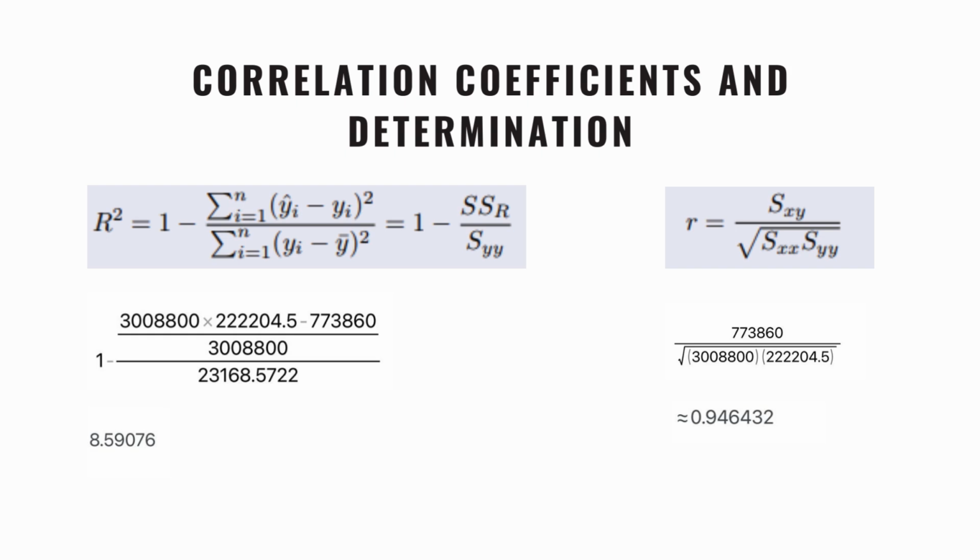The correlation coefficient measures the strength and direction of the linear relationship between the two variables. The coefficient of determination tells us what proportion of the variability in the dependent variable is explained by the independent variable. This means that house size explains 89.5% of the variability in the house price.